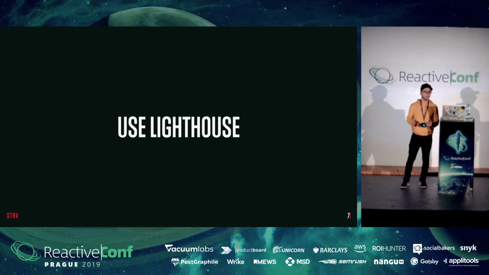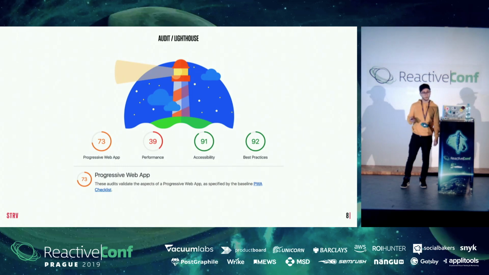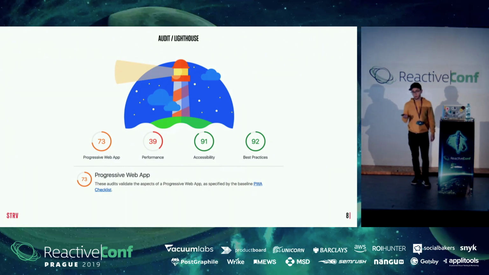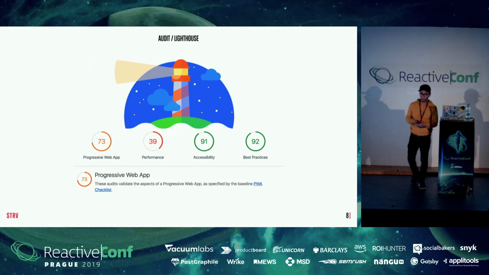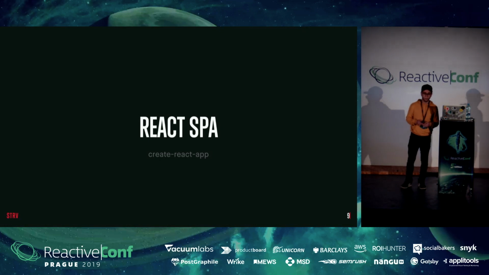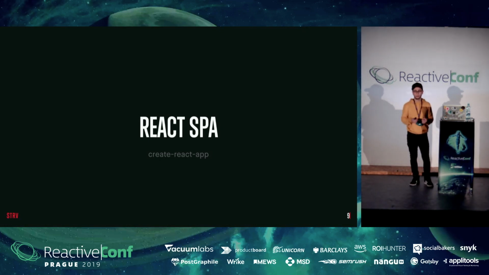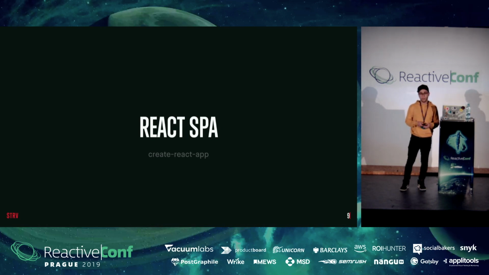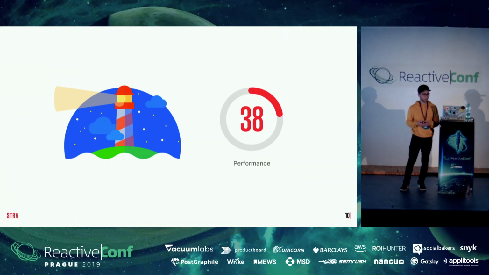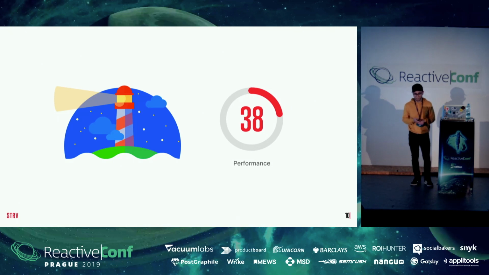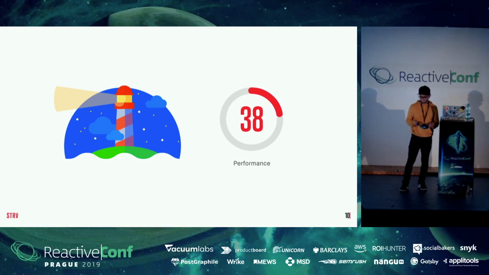Lighthouse is an audit tool that is embedded in the browser. You just go to the audits tab in the Chrome Developer Tools, run it against your website, and it will give you a bunch of stats and metrics. Because we're talking about performance, we will care only about the performance one. So imagine that we have a React SPA that we built with Create React App or similar. We start with this score, which is probably not that bad, but it could be way, way better. So we need to do something about it, and that's why I'm going to give you some tips.